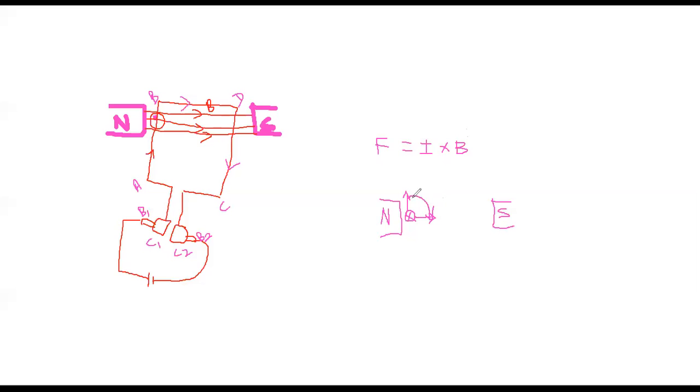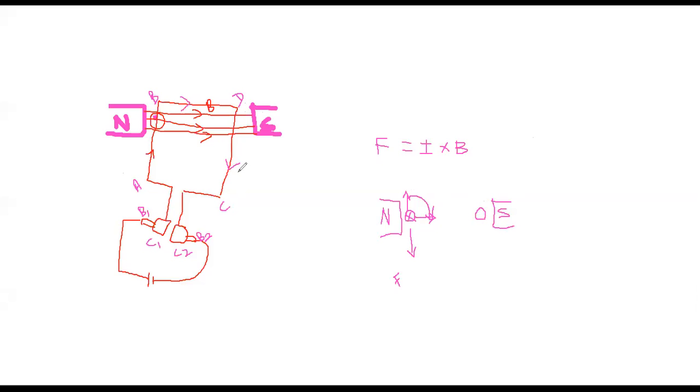So what is the direction of force experienced now? It is coming downwards, right? So this is the direction of force for the conductor which is at the side of A and B. Now I'm going to take the coil side CD.